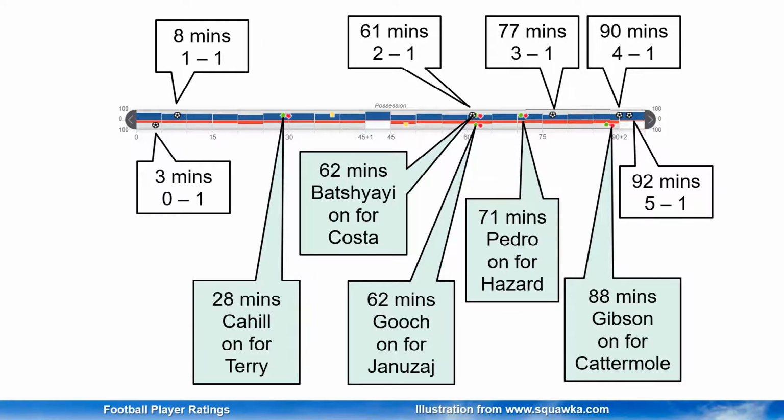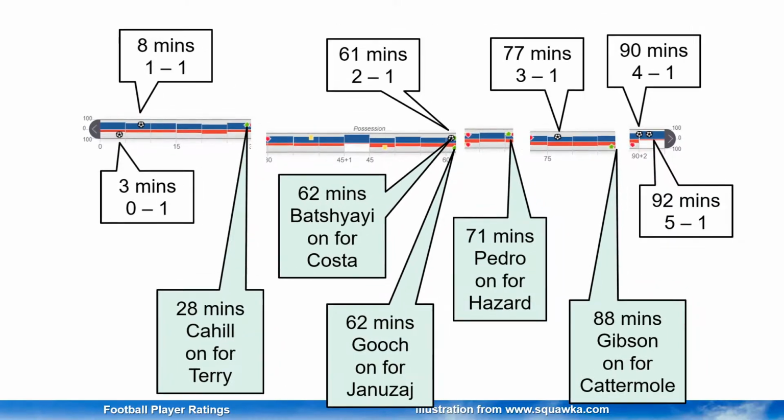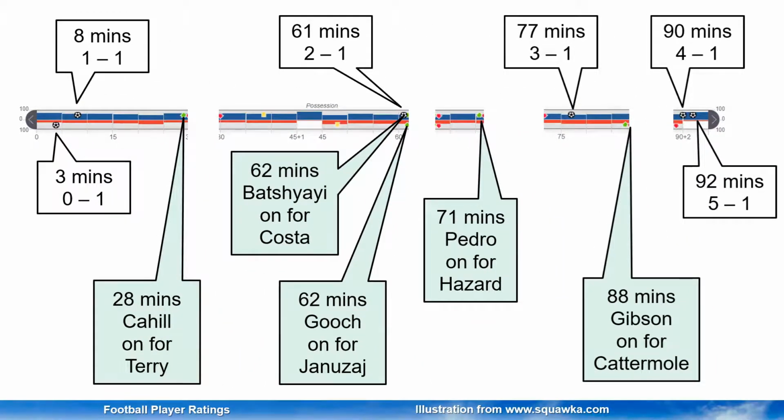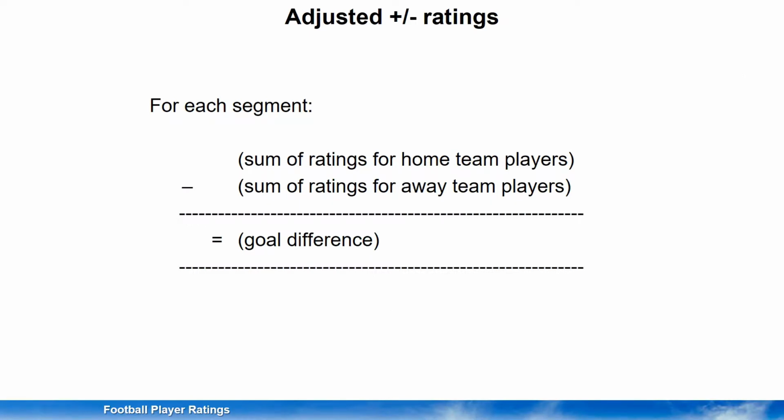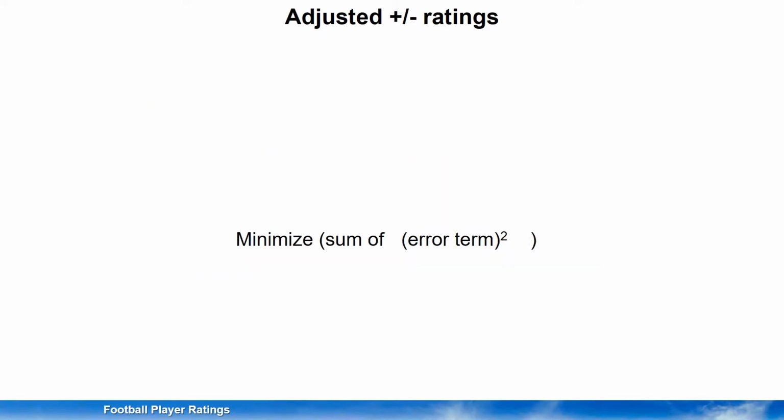Recall the basis for adjusted and regularized plus-minus ratings. A match is divided into segments, where for each segment the players involved are constant. The concept is that if we take the sum of the ratings of the home team and subtract the sum of the ratings of the away team, we should get the observed goal difference over the segment. The error in the prediction is then minimized in order to find the most appropriate player ratings.